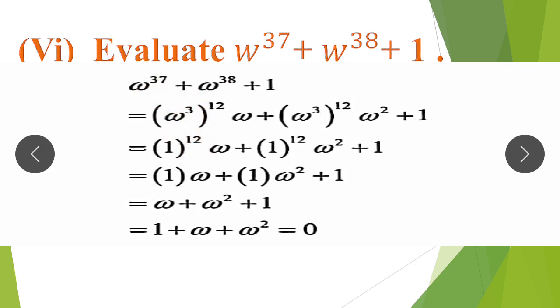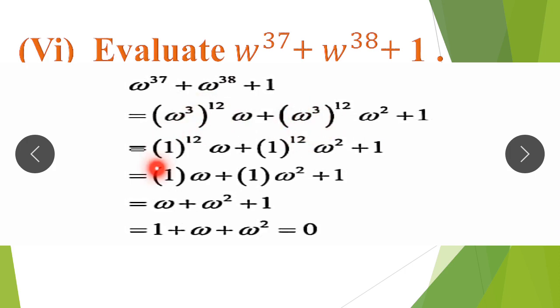Since 37 does not come on the table of 3, less than 37 is 36, so omega 1 is separated and omega 36 is kept here. 3 12s are 36. Same is the case with 38, it does not come on the table of 3, 37 also does not come, so 36 and then omega 2. 36 plus 2 will result in 38. So the power is broken up in such a way.